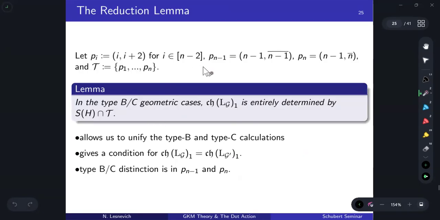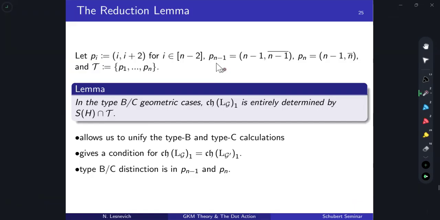Cool. So for types B and C, we're working in signed permutation land. I'll let pi, just because I used ti already, be the transposition that switches i and i plus 2, unless I get too far towards n, and then I'll use P_{n-1} for negating the n minus 1th element, and P_n for switching and negating the last two. These are just all of the length 3 transpositions in the type BC Weyl group.